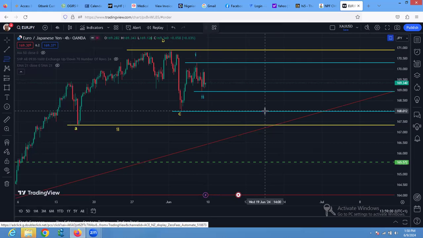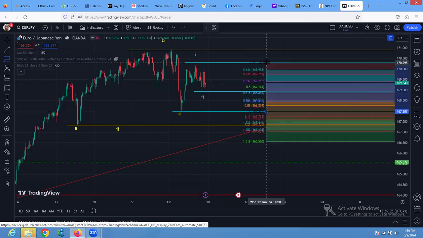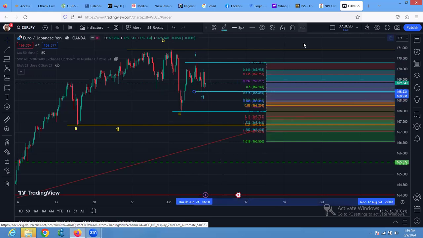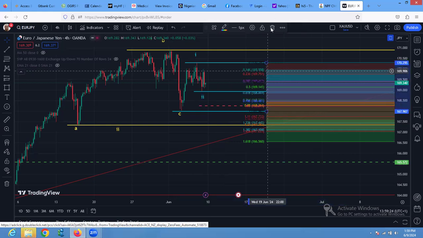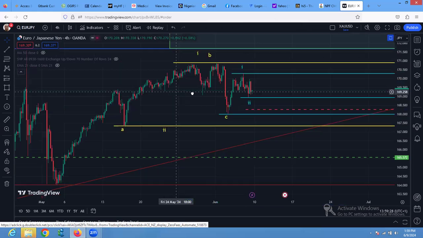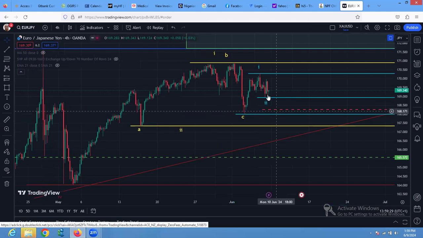So this thing, if it's going to break down again, it shouldn't break below 88, which is at this yellow line here, around this area. So price should not break below that. Are you following me? Price should not break below here. Which means price may still come and take this low in case they want to make this correction more complex.